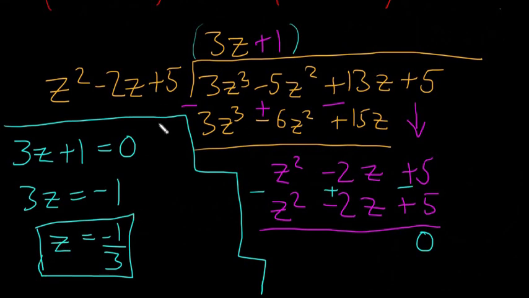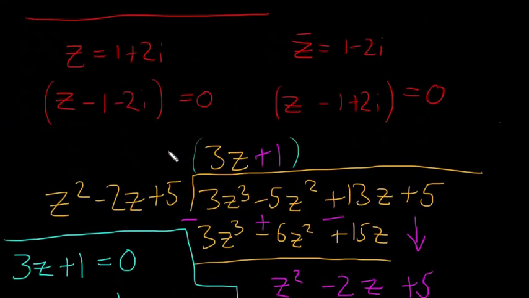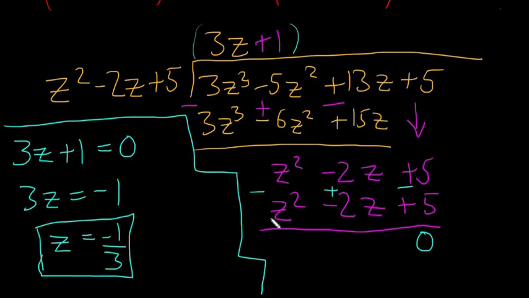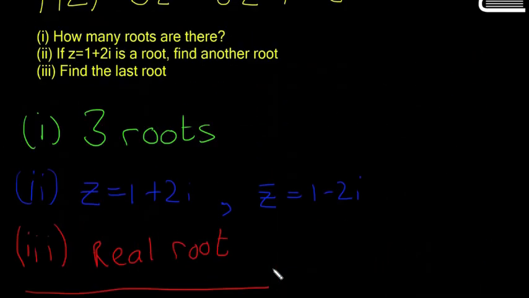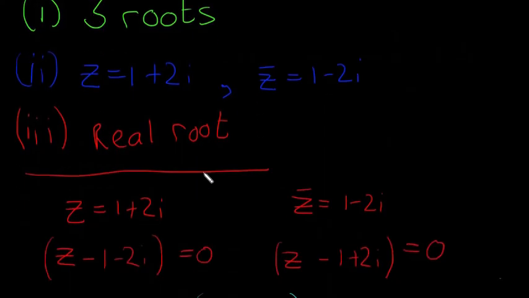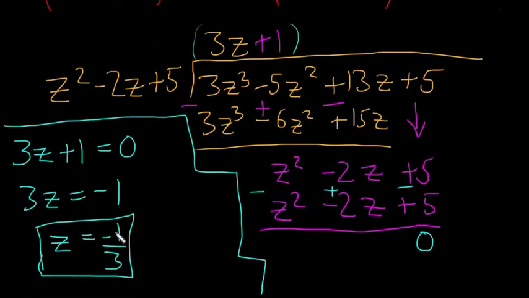Yeah, so hopefully that all made sense. So that's the method. If you have two roots and you want to find the last root, you have to turn them into factors and then go through this process here. Okay, so that's the way to find your third root. So our three roots are 1 plus 2i, 1 minus 2i, and minus a third.